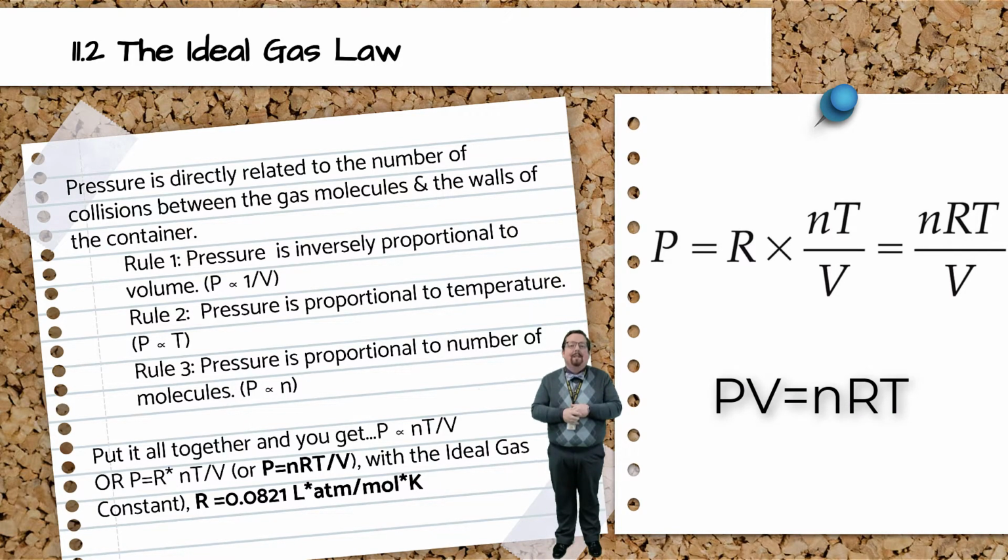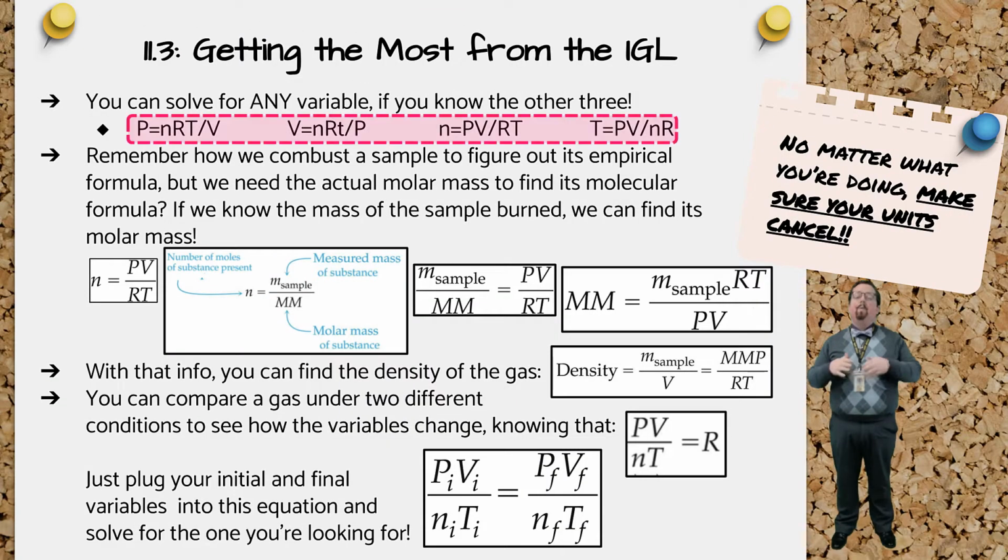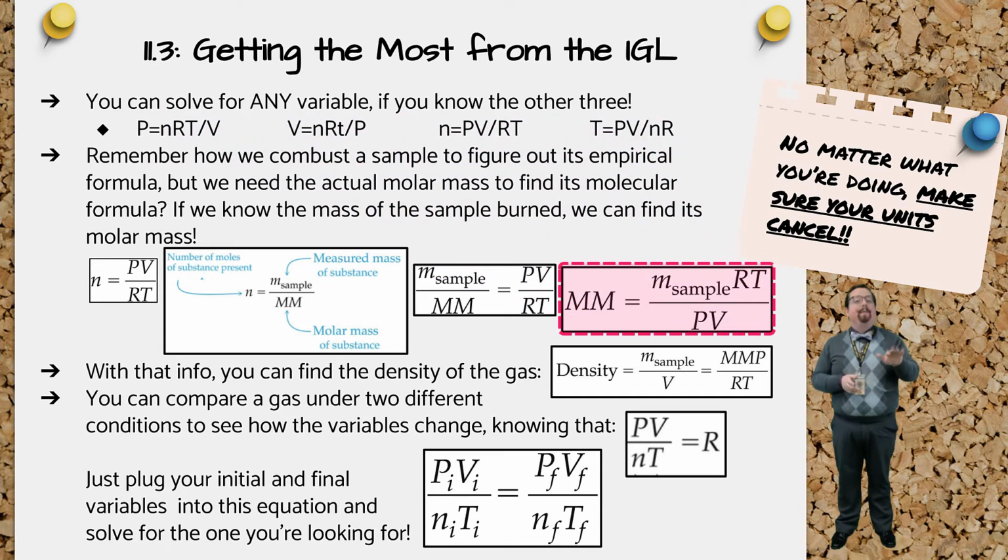With the ideal gas law, we can solve for a multitude of different properties. If we want to know any one of our 4 variables and we have the other 3, we just plug them into our equation and solve for the missing variable. If we've used combustion analysis to find the empirical formula of a substance, but we want to know its molar mass, we can use the ideal gas law to find that. Since we know that the number of moles is equal to PV over RT, and we also know that the number of moles of a substance is equal to the mass of the substance divided by its molar mass, we can substitute those equations in together.